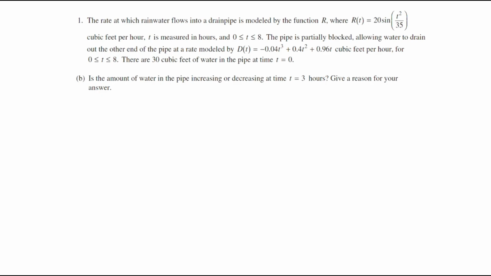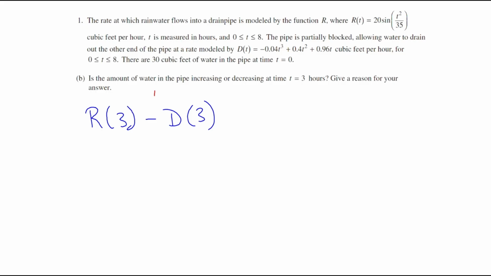In part B, it asks us, is the amount of water in the pipe increasing or decreasing at t equals 3? In other words, it's saying, is the rate at which it's flowing in greater than or less than the rate at which it's draining out? So we just want to know, is R of 3 minus D of 3 positive or negative, right? If it's positive, then the amount of water is going to be increasing. But if it's negative, then the amount of water is going to be decreasing. So we're just going to find R of 3 minus D of 3.